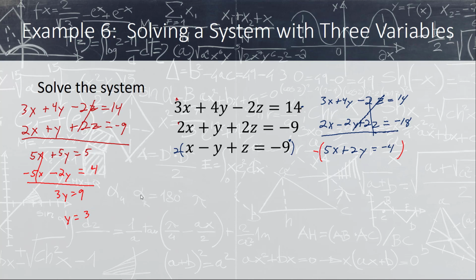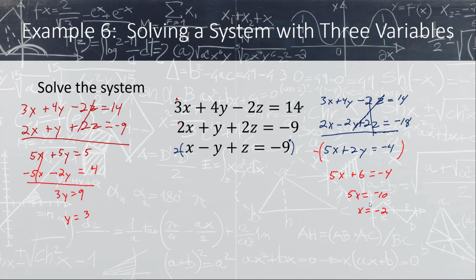Okay, with that in mind, I can now use either of these two equations to find out what x is. Let's go ahead and use the second equation. Here I will have 5x plus 2 times y, or 2 times 3, which is 6, is equal to -4. Well, that implies that 5x is going to be equal to -10, or that x is equal to -2.